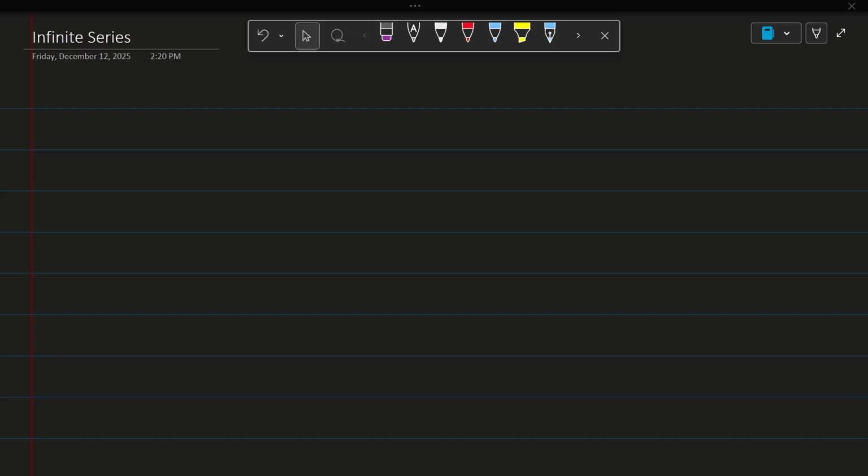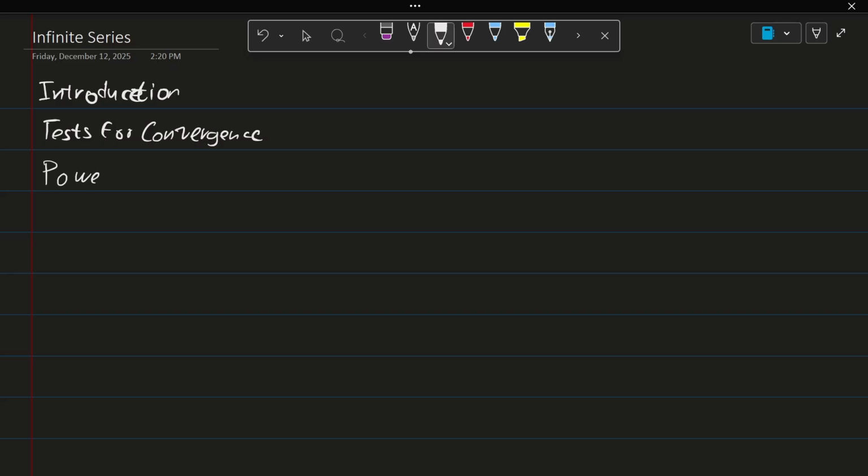So before we get started, I will set up the timeline that you are able to skip through. First, we will introduce the topic of infinite series. So it's an introduction, and then we have some tests for convergence, and finally we will also discuss the power series. So let's first discuss the infinite series.